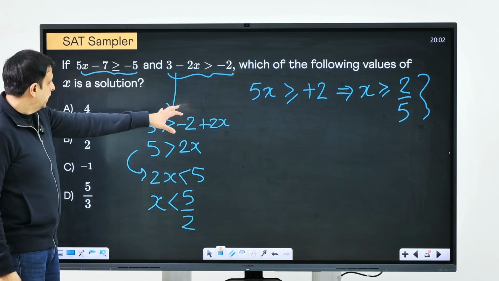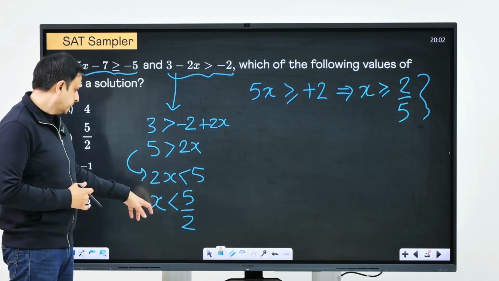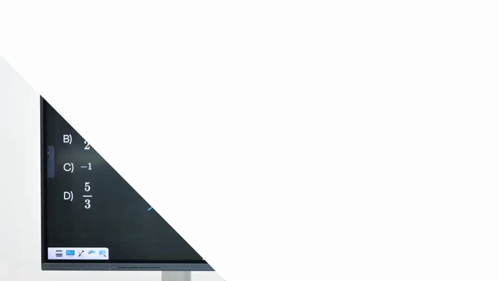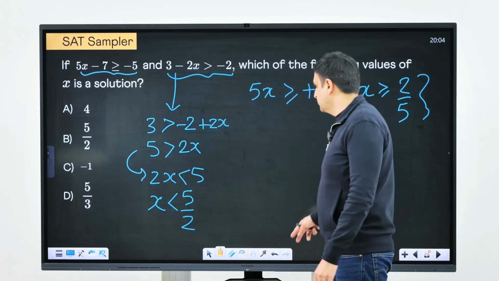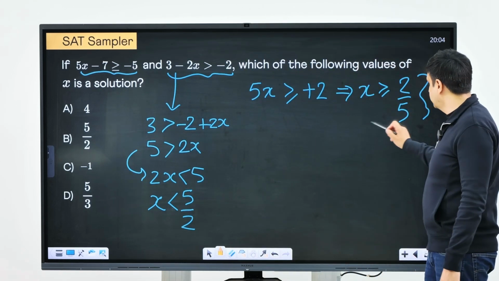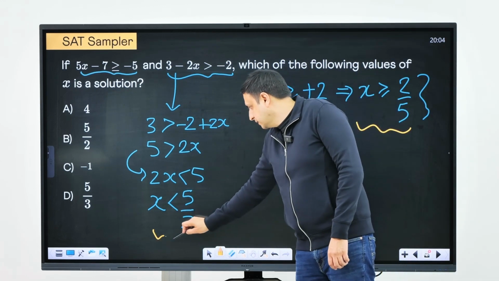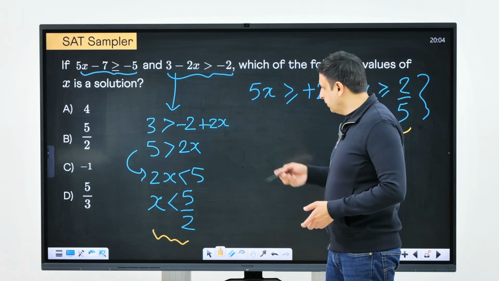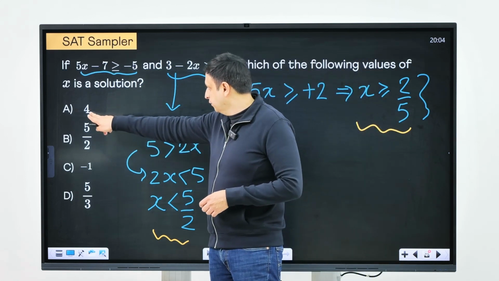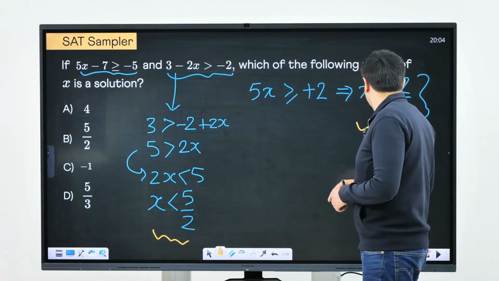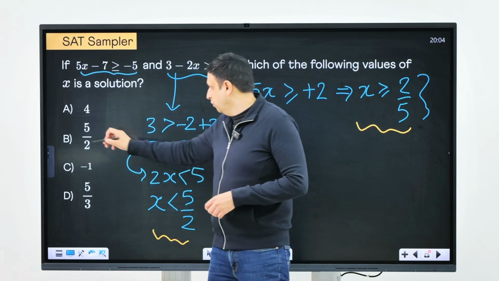Okay, so one solution set is x greater than or equal to 2 over 5. Another solution set is x less than 5 over 2. So now we need to find that value of x from these four options which lies in both this solution set, x greater than or equal to 2 over 5, and this solution set, x less than 5 over 2. So we can simply go through each of the options. So let's see 4. So 4 is, yes, greater than or equal to 2 over 5, but it's not less than 5 over 2. So 4 is ruled out.